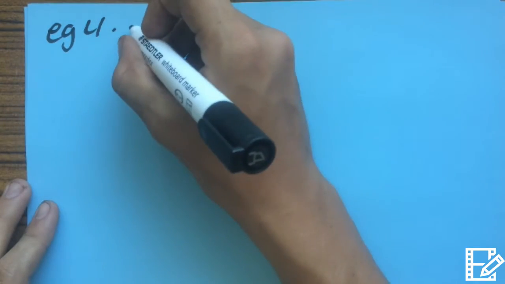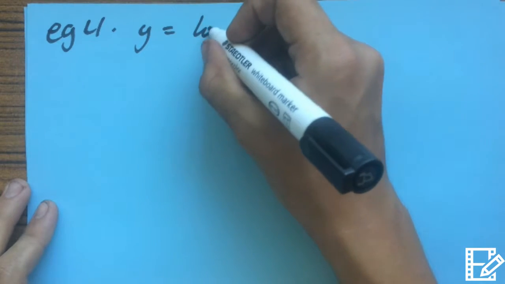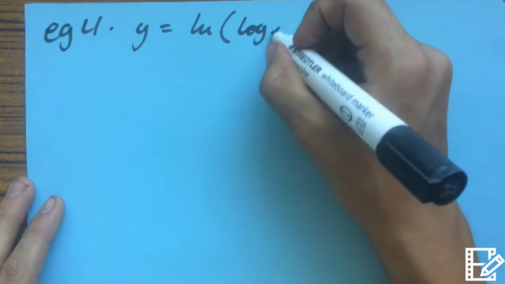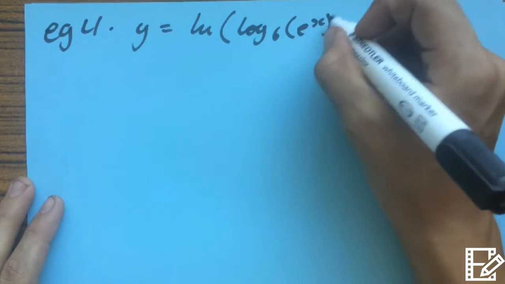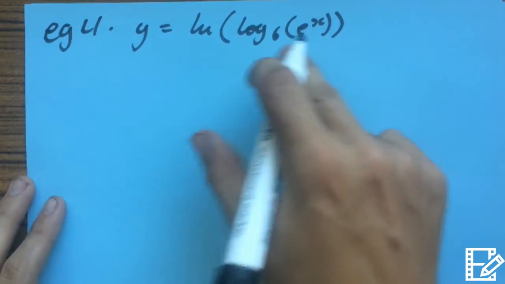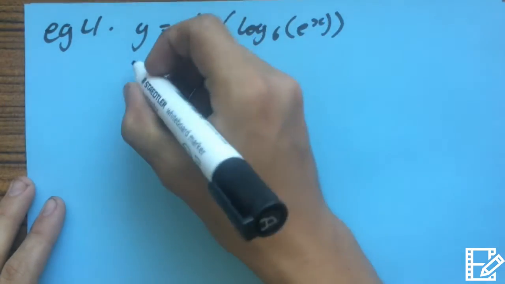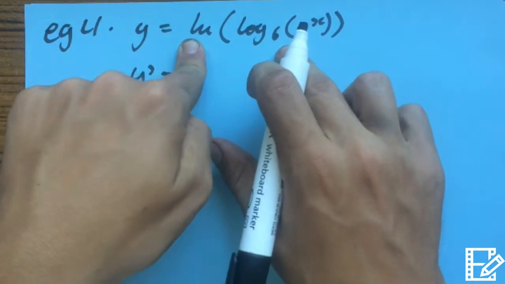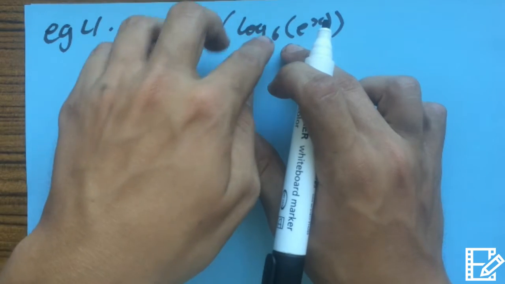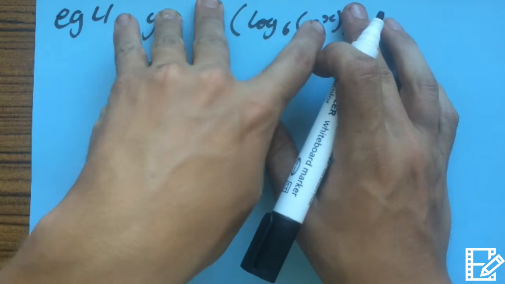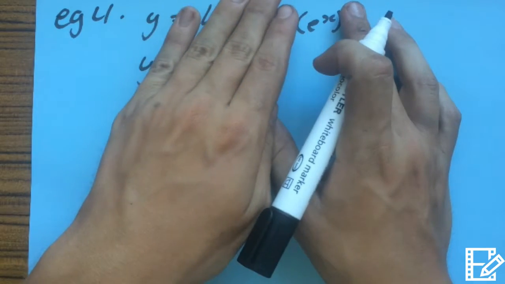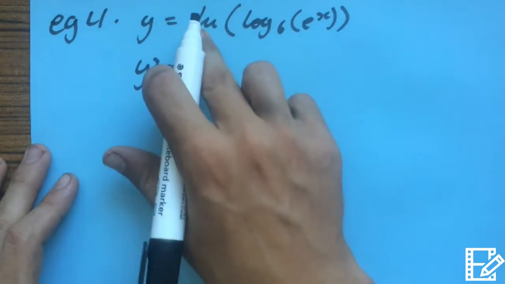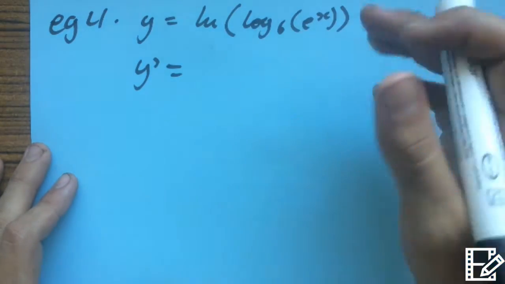Example 4. y equals ln of log to the base of 6, e to the x. Here we have a function within a function within a function. So, as I would usually do it, you derive the first function while keeping the inside the same. Then you multiply it by deriving the second function while keeping the inside of that the same, and then multiplying it by the derivative of the third function. Essentially, you derive the outside and treat everything inside like a variable. So that's what we're going to do.